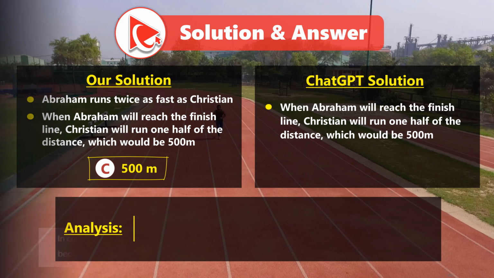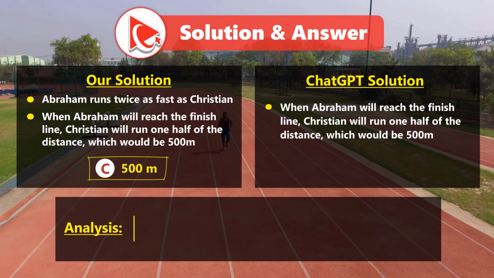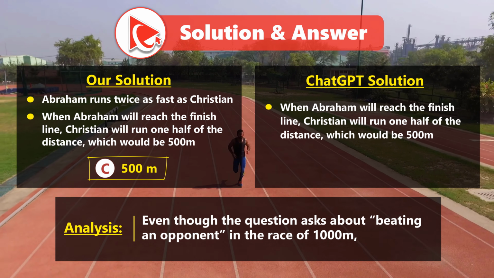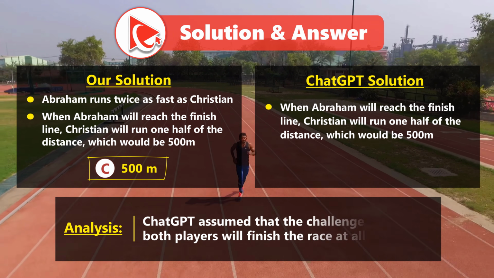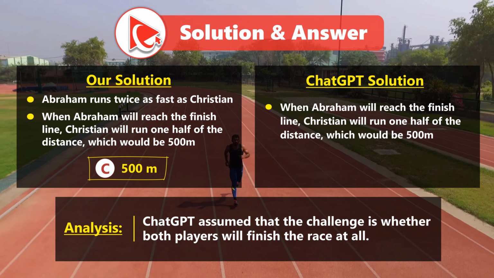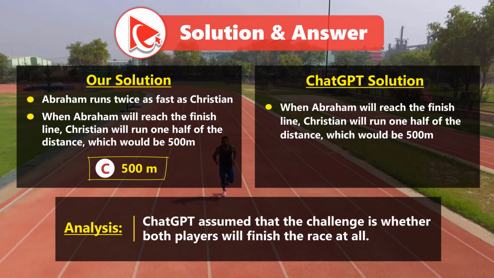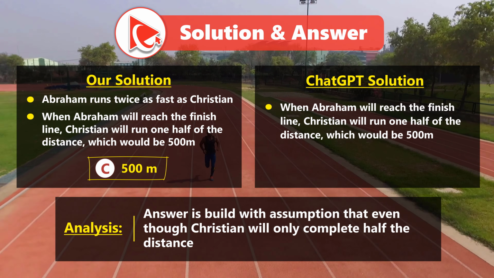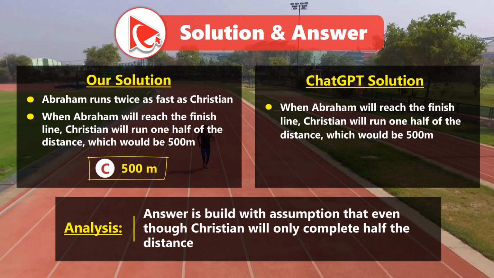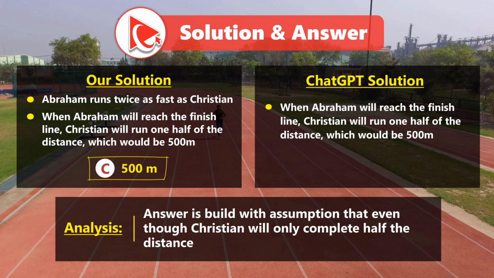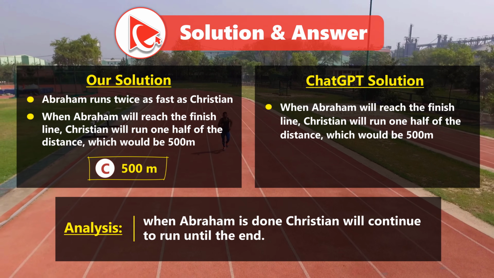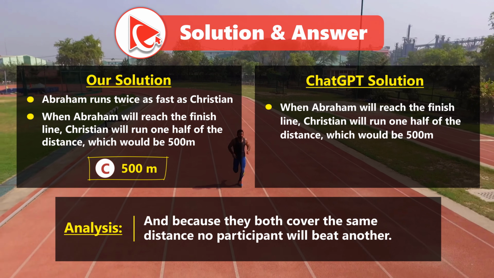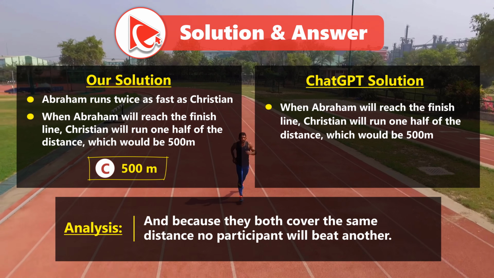Now let's analyze ChatGPT's answer. Even though the question asks about beating an opponent in a race of 1,000 meters, ChatGPT assumed that the challenge is whether both players will finish the race at all. This is why ChatGPT's answer is built with the assumption that even though Christian will only complete half the distance when Abraham is done, Christian will continue to run until the end. And because they both will cover the same distance, no participant will beat the other.